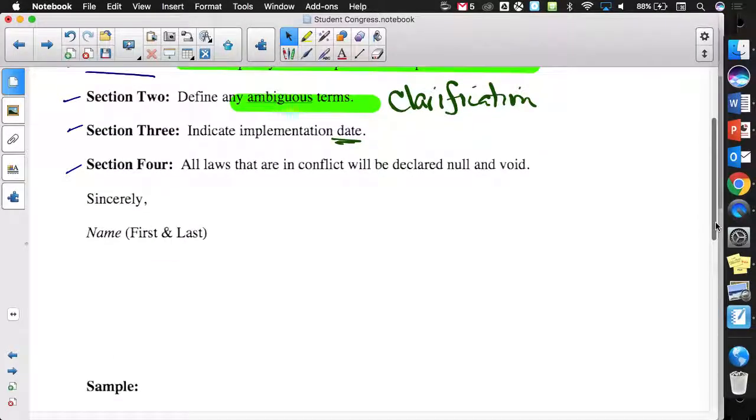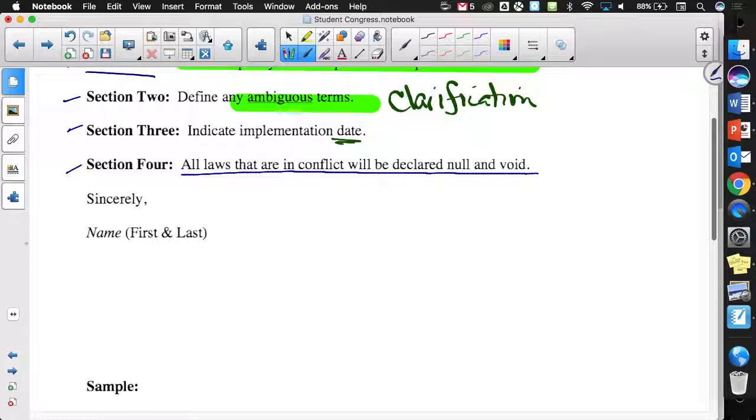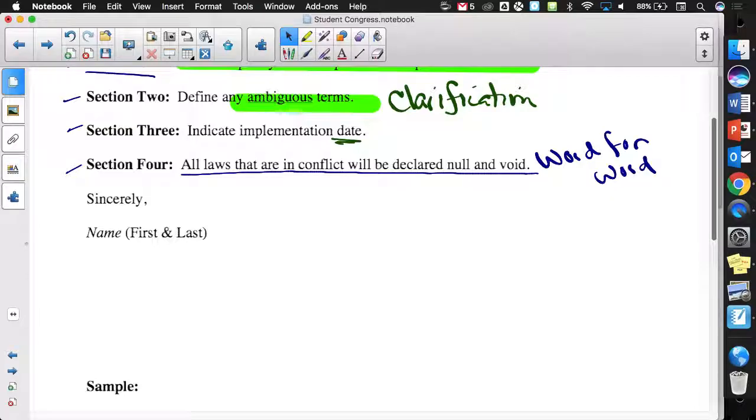The last thing that you would use is all laws that are in conflict will be declared null and void. You are going to write this word for word. So you're looking at gun control. You want to eliminate all handguns, all weapons from the public. Someone goes, well, doesn't that go against my Second Amendment rights? You can go, currently, yes, however, once this passes, all laws in conflict will be declared null and void. So it keeps us from getting into that being the reason for something not to pass. There's nothing wrong with getting into debates, going into the realm of Second Amendment, First Amendment rights, all that kind of stuff. But a current amendment, a current law, wouldn't keep something from passing, because all laws in conflict will be declared null and void.